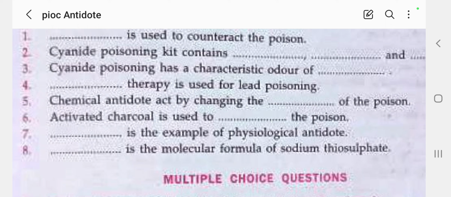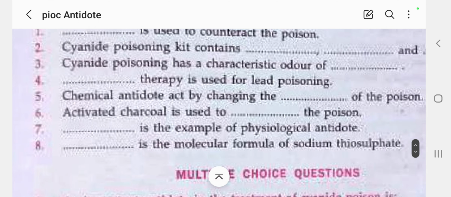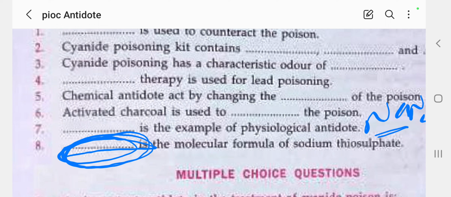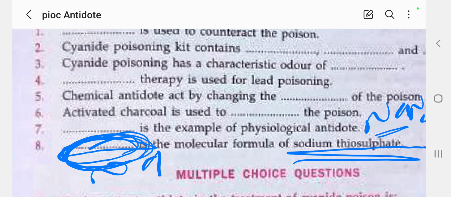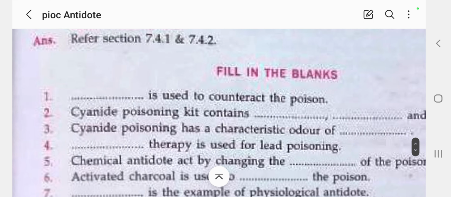Next, dash is the example of physiological antidote. Physiological antidote means you should remember sodium nitrite, NaNO2. And for a chemical antidote, you should give the answer sodium thiosulfate. Okay. So next, what is the molecular formula? That's why I am repeatedly telling you, what is the molecular formula for sodium thiosulfate? Na2S2O3.